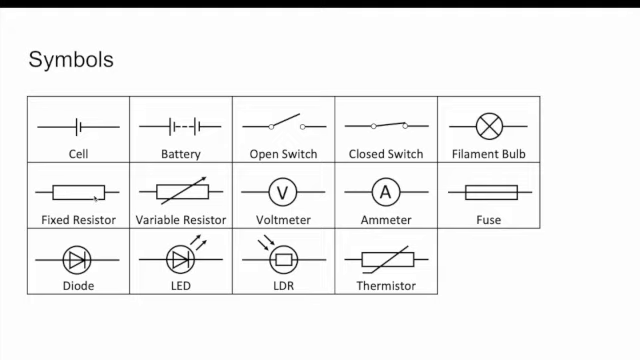This is a resistor. This is a variable resistor, meaning the resistance can change. This is a voltmeter, so it measures voltage. This is an ammeter. This is a fuse, you don't really need to know that. This is a diode, also don't need to know that. This is a light emitting diode, which is a bulb, but I don't think you need to know that. And this is a light dependent resistor, and this is a thermistor, so these mean the resistance changes based off of the light and the temperature. So yeah, that's pretty much it. You don't need to memorize these, like I said. It's just good to have an idea of what the symbols are.